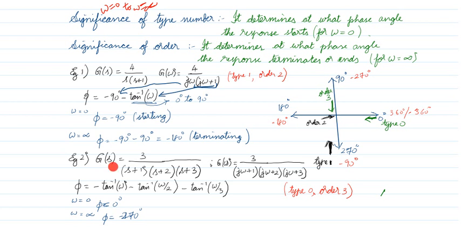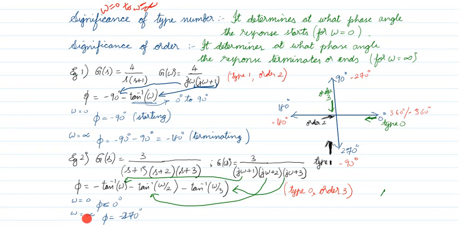Look at the next example: 3 divided by s plus 1 into s plus 2 into s plus 3. I am writing it in the frequency response. So what about the phase angle? Phase angle of j omega plus 1 is tan inverse of omega. Phase angle of j omega plus 2 is tan inverse of omega by 2. Phase angle of j omega plus 3 is tan inverse of omega by 3. And we know when omega equal to 0, all phase angles are 0, because tan inverse of 0 is 0. So for omega equal to 0, the angle is 0.